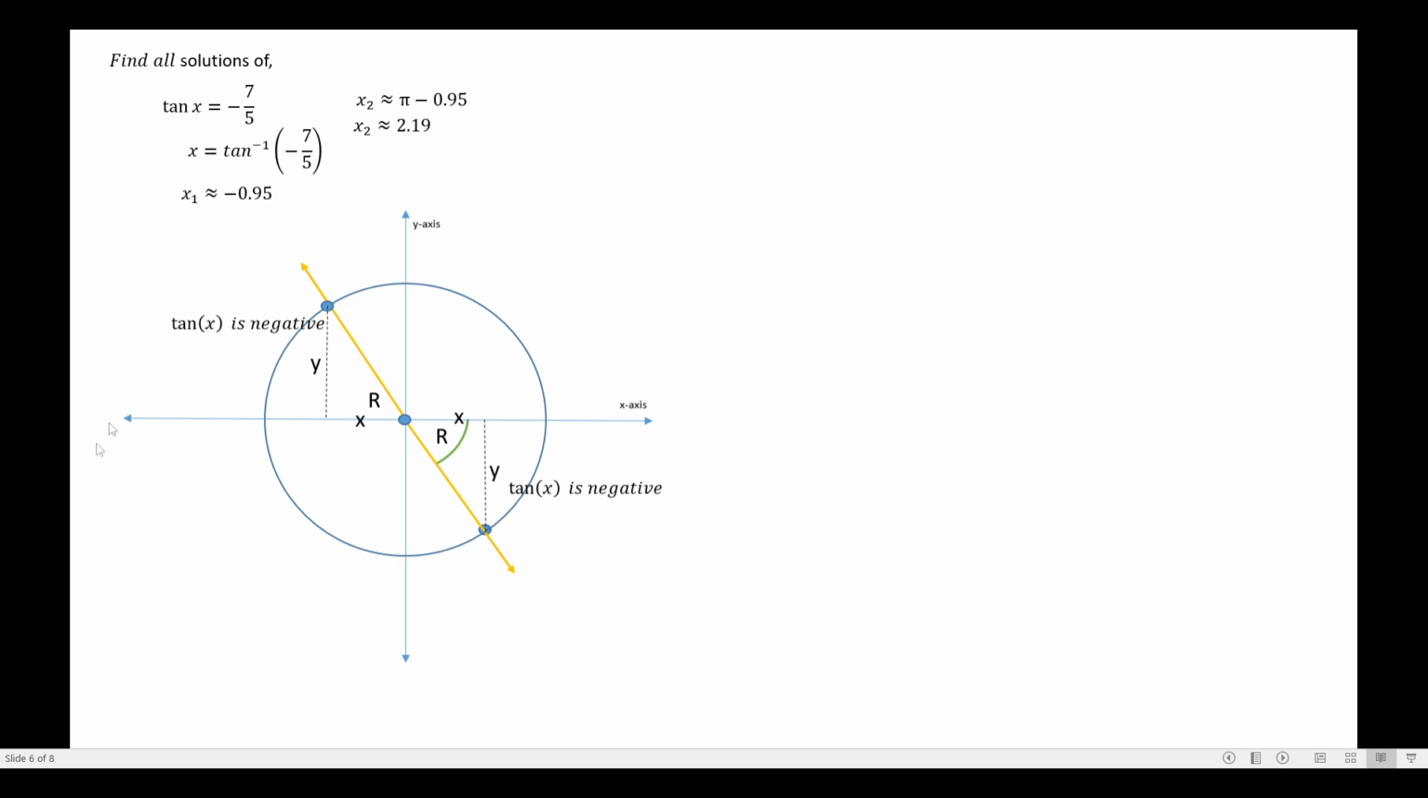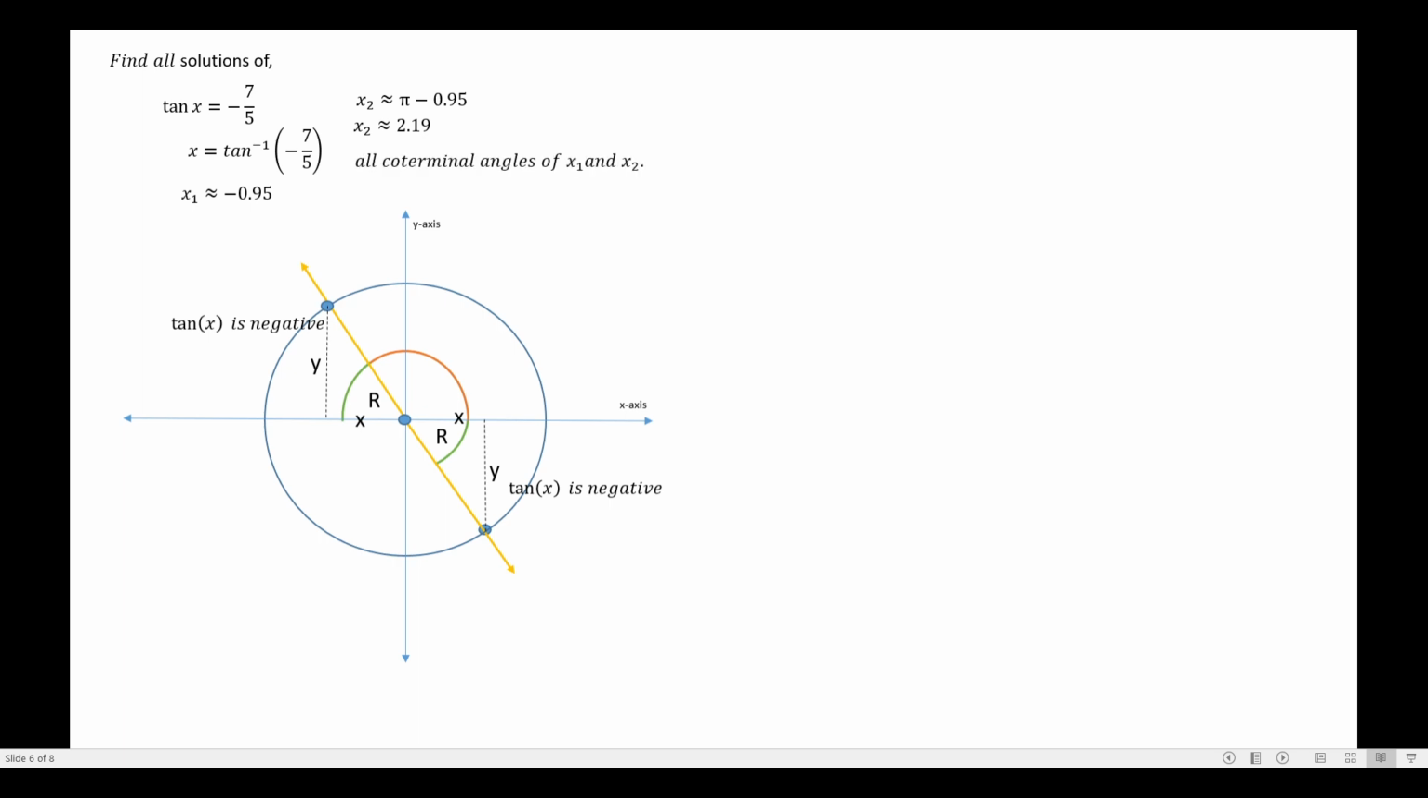In the same way again, if you want to check your solution, you may just substitute the value of x to this variable. This should be tangent of negative 0.95, and we expect the value of tangent of negative 0.95 to be approximately negative 7/5. Of course, we cannot get the exact value since our x value is also an approximation. That's actually the angle, approximately 2.19, and then we subtracted that angle, so pi minus 0.95 basically.